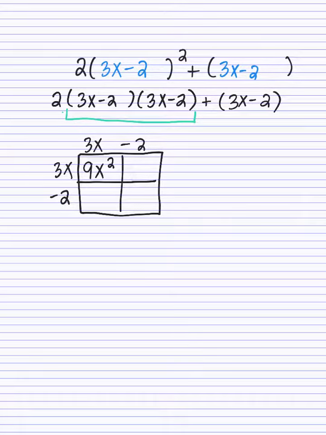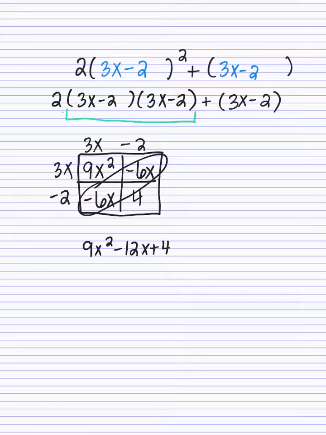We have 3x and negative 2 is going to give me negative 6x. We have negative 2 and 3x is also going to give me negative 6x, and negative 2 times negative 2 is 4. So when we combine like terms here, that's going to leave me with 9x squared minus 12x plus 4.